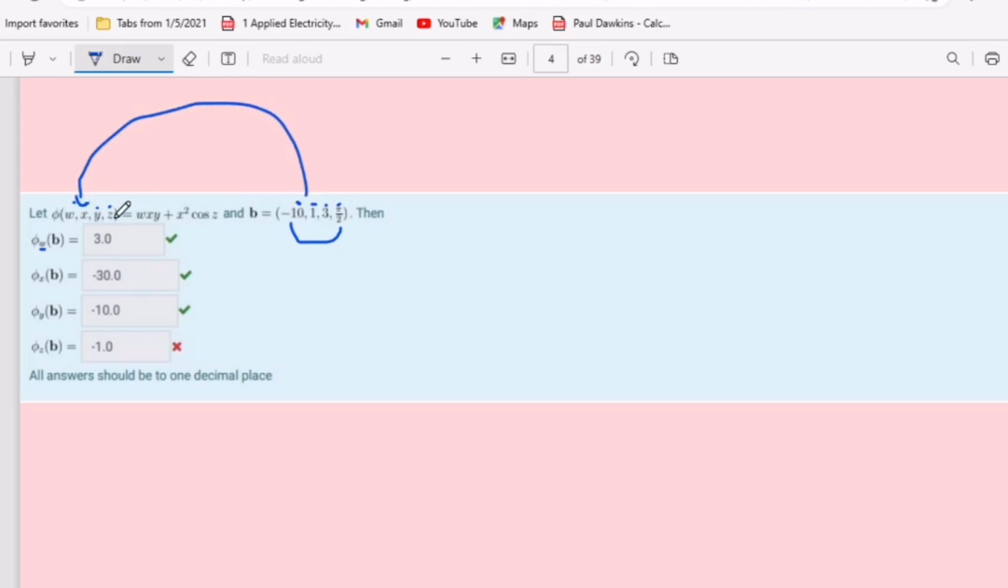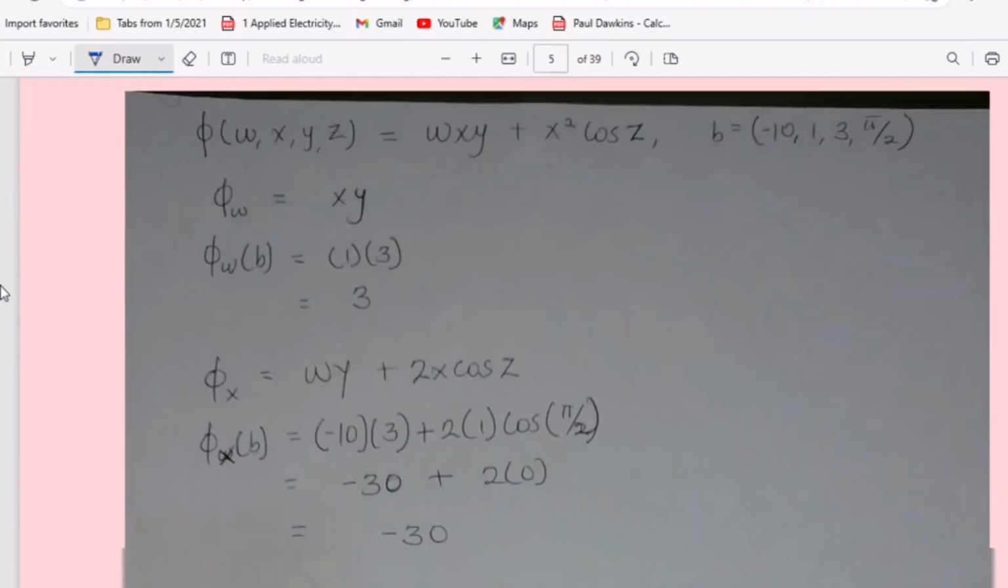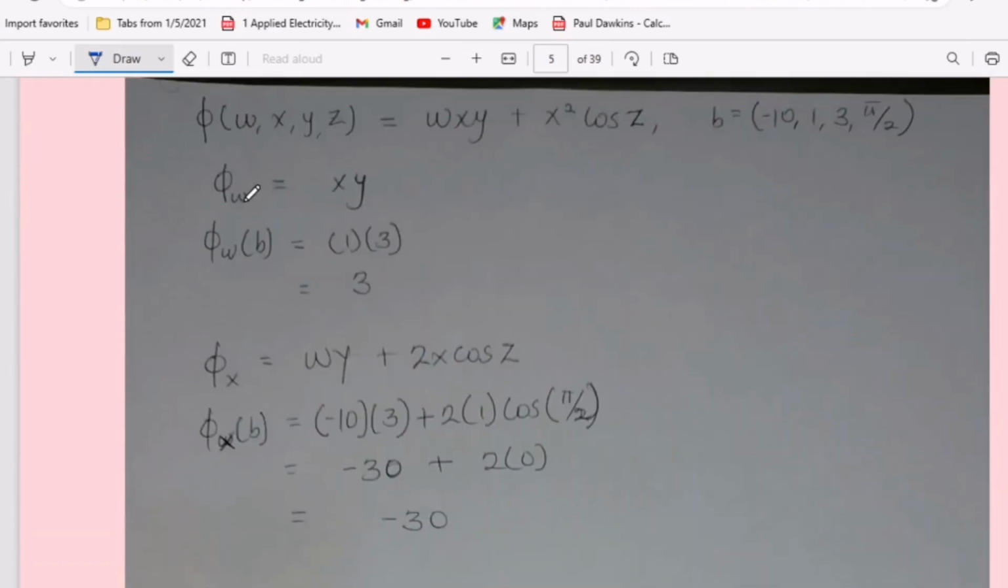So what you do now is partially differentiate it with respect to W and then put the values inside. Partially differentiate it with respect to Z and put the values inside. So there, let's go to the solution. With the solution, this is how they did it. First, you partially differentiate it with respect to W.